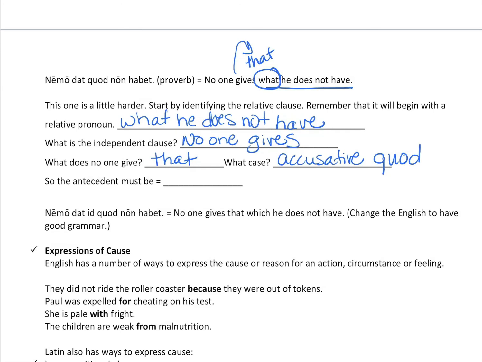So the antecedent, I need to fill it in the right place for you. The antecedent, I'm going to put it down here for you. Sorry about that. The antecedent is id. So, nemo dat id quod non habet. No one gives that which he does not have. So change the English to have good grammar: no one gives what he does not have.